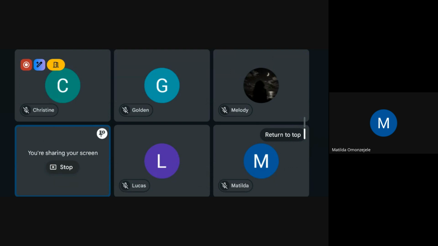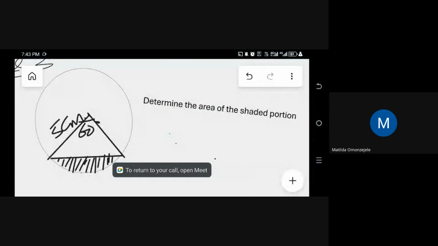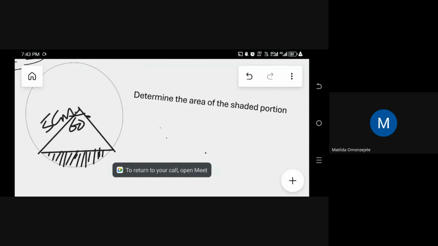Melody, what do you call this shaded portion? We're asked to determine the area of the shaded portion. What is the name for this shaded portion?